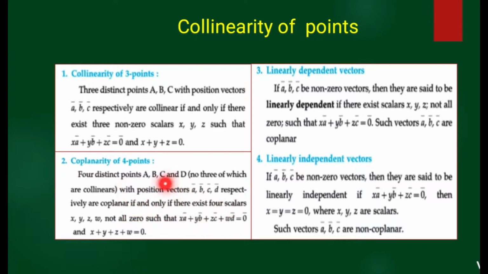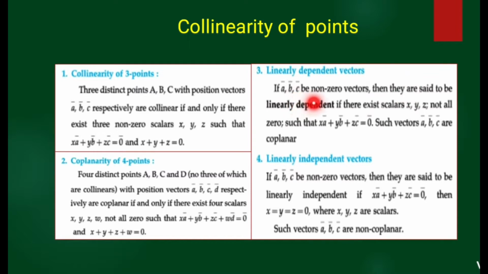So we consider the position vectors of A, B, C, D as a bar, b bar, c bar, d bar respectively, and these are coplanar if and only if there exist 4 scalars x, y, z, w, not all 0, such that x a bar plus y b bar plus z c bar plus w d bar equals 0 vector. That means this is an extension of the 3 points being collinear, and their scalar sum equals 0. Then the third point is linearly dependent vectors.